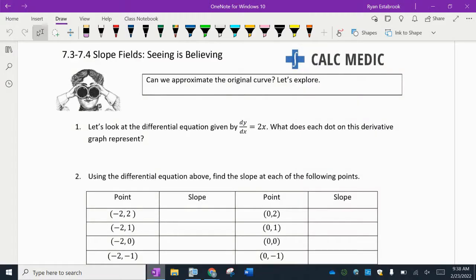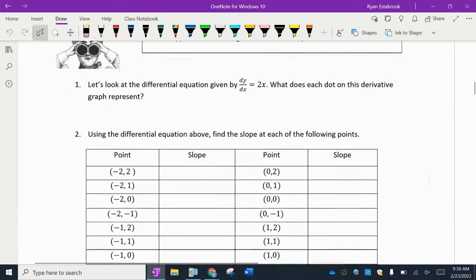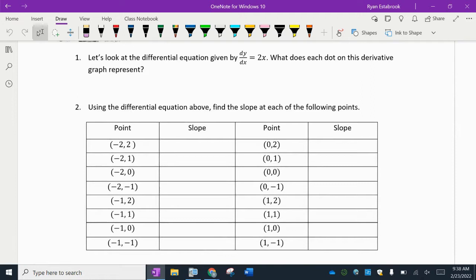Looking at slope fields. So a slope field is a way of showing information about a function, but looking at its derivative at a variety of points. So part number one, let's look at the differential equation given by dy/dx equals 2x.